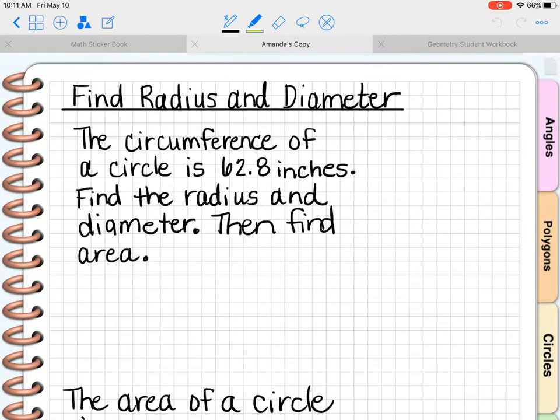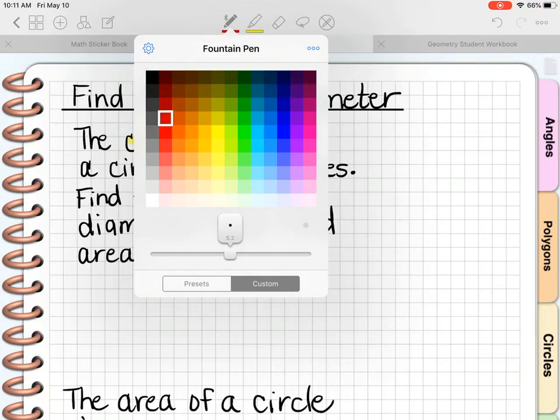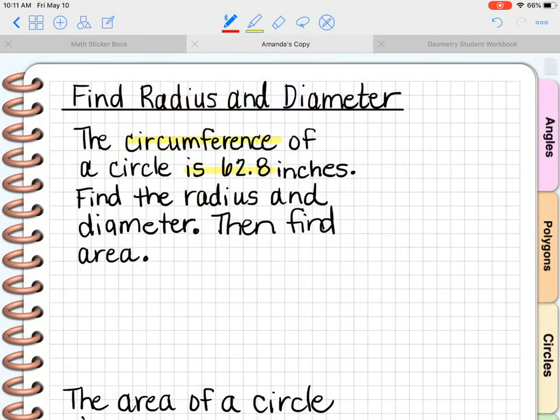But the first thing I'm interested in always is a number. If I see a number, I want to know what that is. So it says the circumference of a circle is 62.8 inches. So that alone tells me the formula that I'm going to need. And I'm going to do these different steps in different colors so we can figure out what we're doing, okay? So my instructions are to find the radius and the diameter and then find the area.